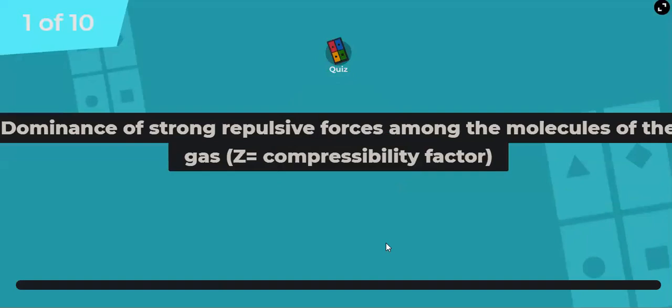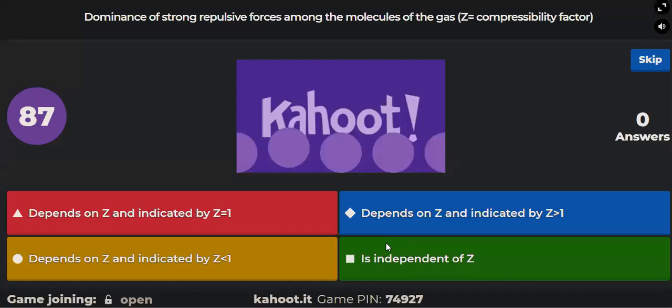Dominance of strong repulsive force among the molecules of the gas. Okay? Right? Tell me. Depends on Z and indicated by Z is equal to 1, greater than 1 or less than 1. Only 10 answers till now. This question should not take more than 10 seconds. It's a conceptual problem.